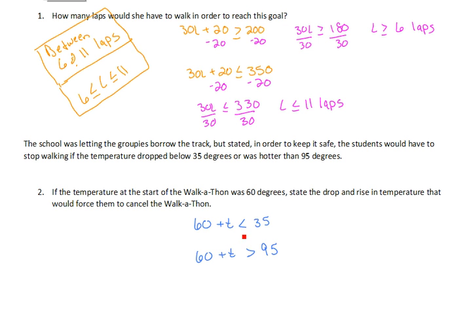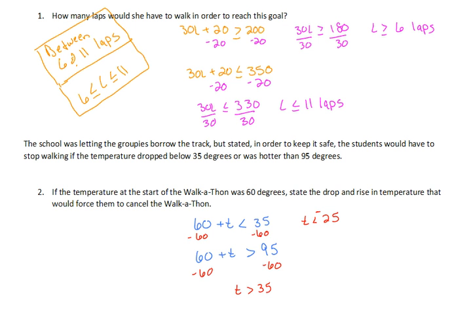Well, looking at this first one, if you remember earlier, we subtracted that 60 over, and we knew that we would have to have a drop of 25. Actually, I'm going to put a negative on there because it is a drop of negative 25. Then we're going to subtract the 60 over here and realize that we would have to have a rise of 35. Okay, so state the drop and rise in temperature.